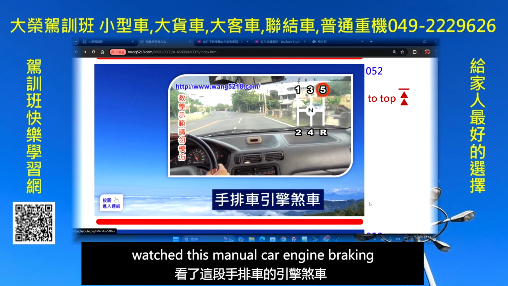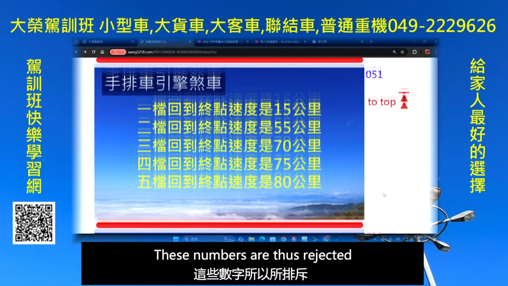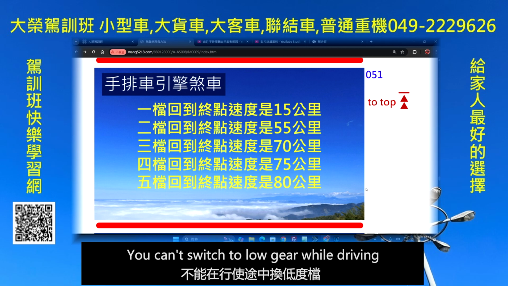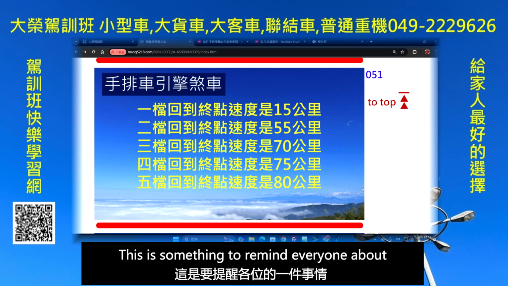Watching this manual car engine braking, the conclusion we reached is that these numbers are rejected. When going downhill, be sure to switch to low gear in advance. You can't switch to low gear while driving, because if there's speed, it won't be able to shift gears. This is something to remind everyone about.